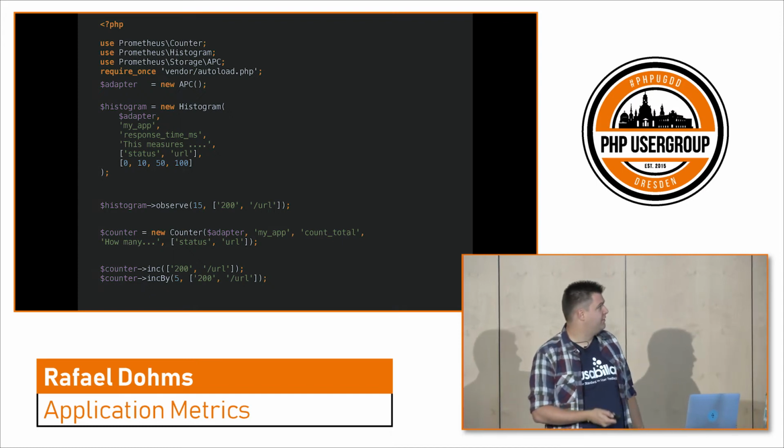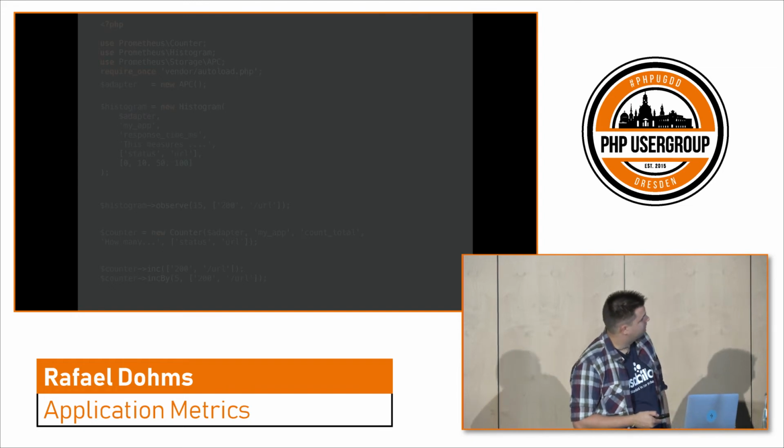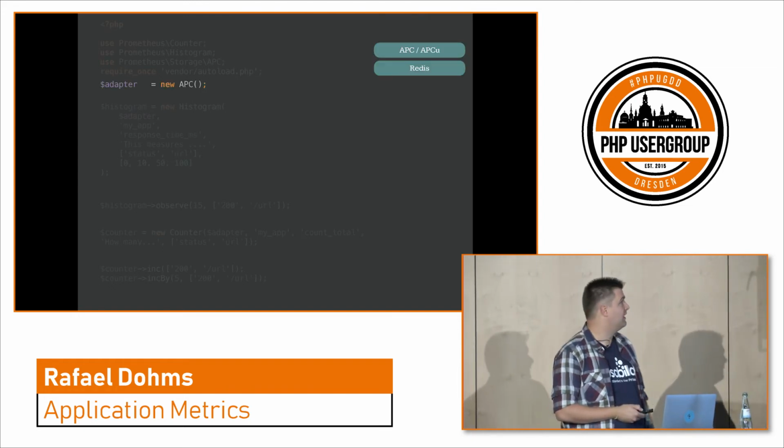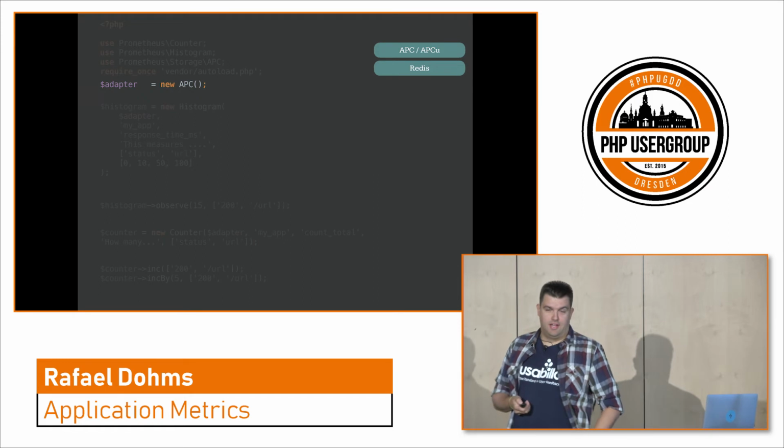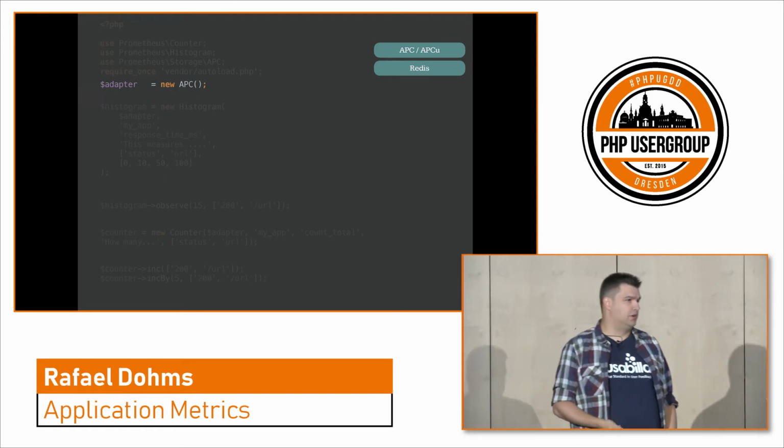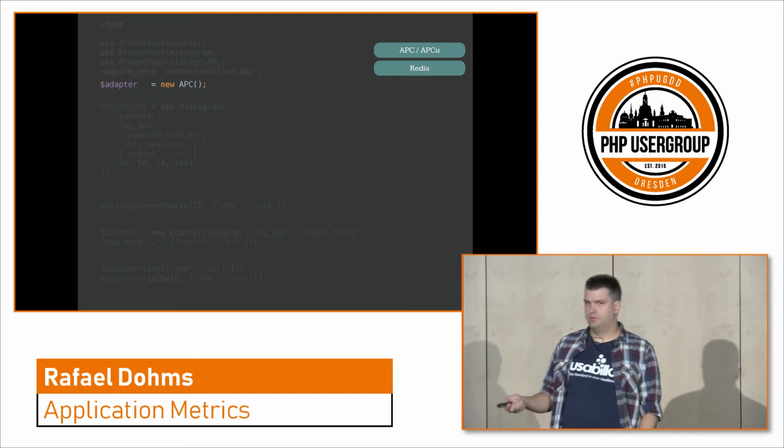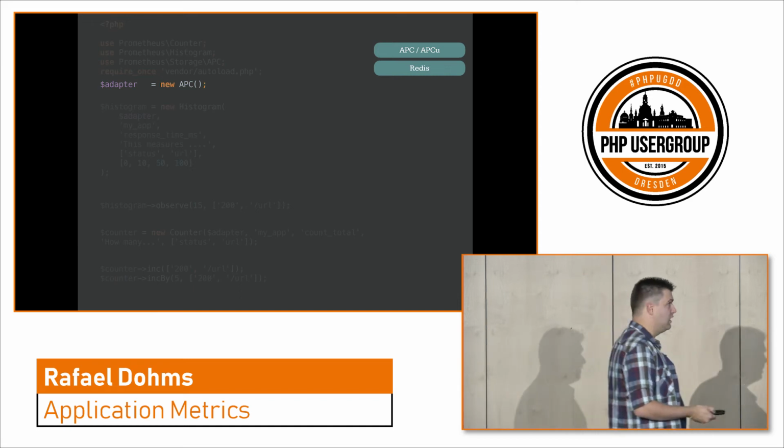First of all, you have an adapter. Essentially the adapter is where you're going to store data, right? Redis, APC, APCu, whatever you want. Then you can create the actual metric.